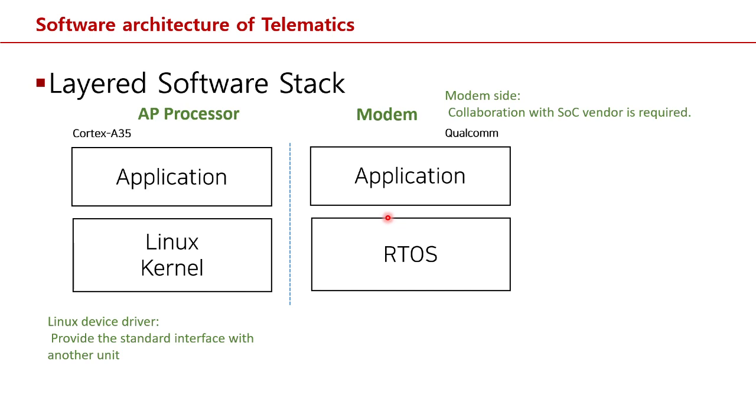This kind of communication can be performed using some IPC protocols and several important communication channels that are implemented by the chipset vendor. In the AP processor, the Linux kernel and user applications can be running. Most telematics systems use a Cortex A35 processor.